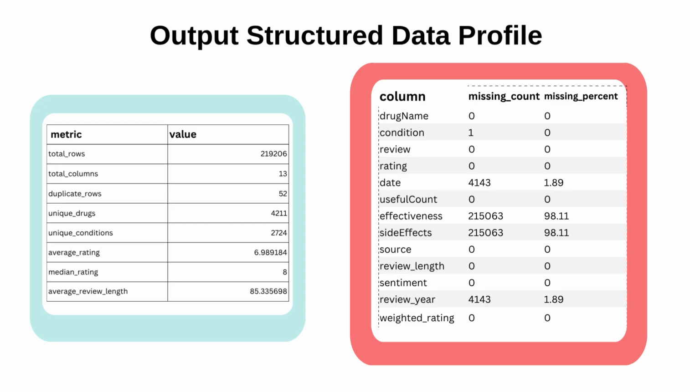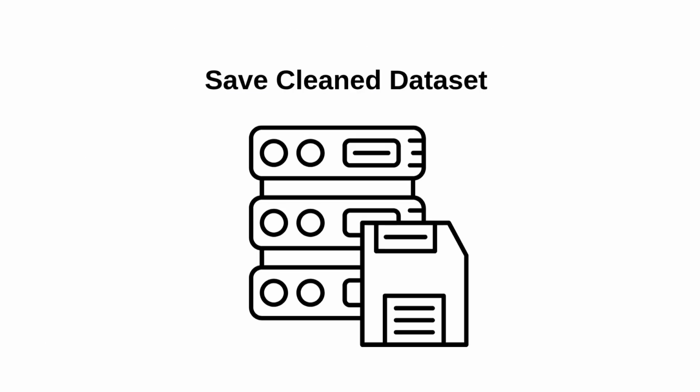The final dataset contained the 219,206 patient reviews across 4,211 unique drugs and 2,724 conditions previously mentioned. Any remaining missing values were structurally expected and not indicative of data quality problems, resulting in a robust dataset for downstream analysis. After preprocessing, the clean datasets and summary profiles were saved for use in the AI-powered analysis pipeline. This completed the preprocessing phase of the project.